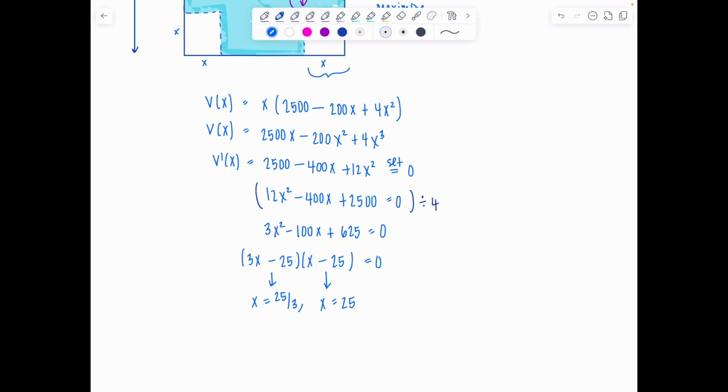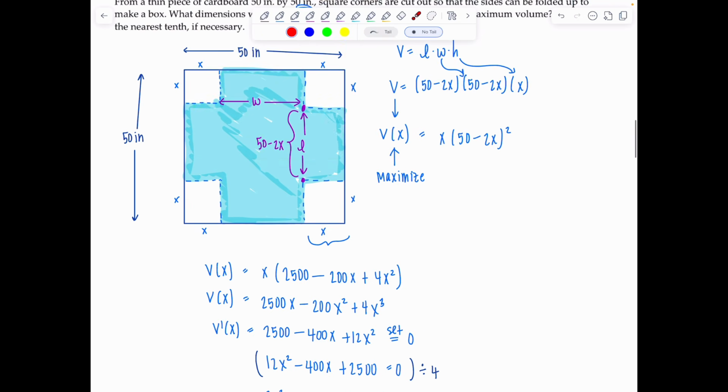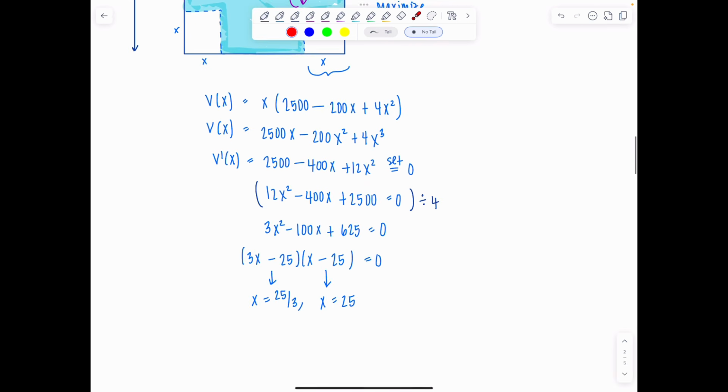Are those both viable? Because remember, the box comes from a thin piece of cardboard that's 50 by 50. 25 over 3 would make sense, but 25 wouldn't, because if each of these x's is 25, and I have 50 inches to start with, I wouldn't even have a little bed to make for my dolly after. That's cutting too much. There would be no box. So this one we're actually going to throw away because it's not valid in the context of the problem that we're doing. So you always got to be on the lookout for that. Okay, so here's my one and only critical value.